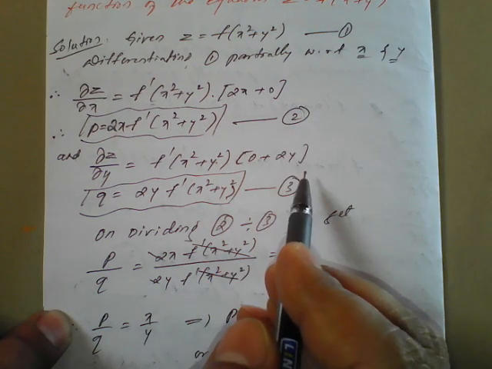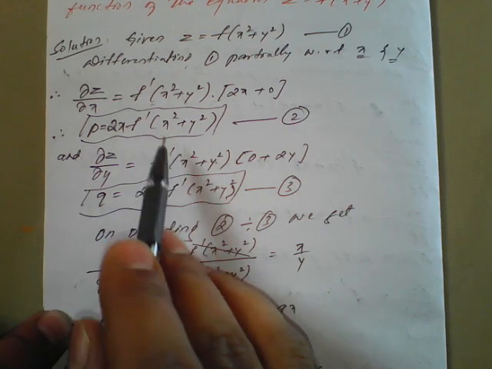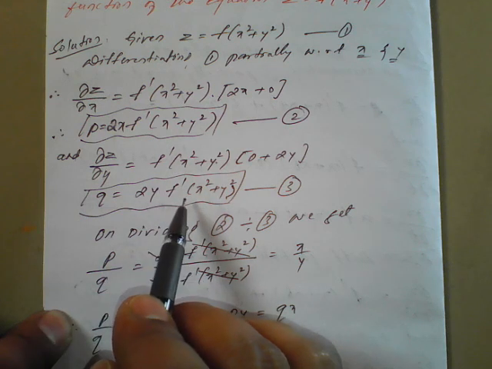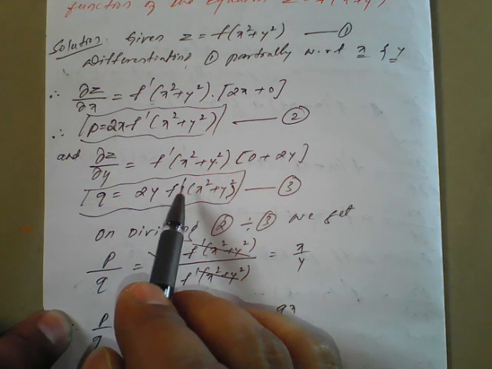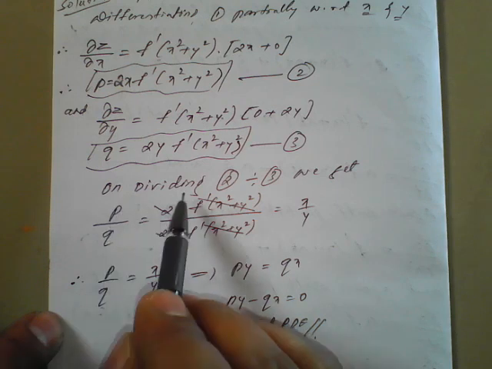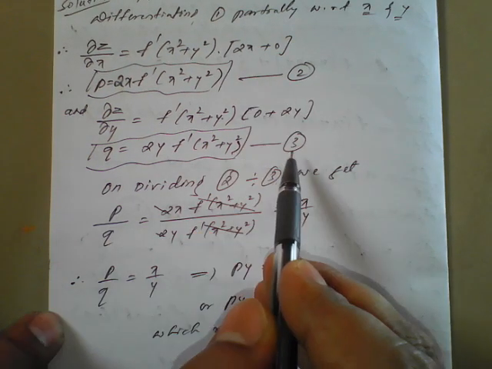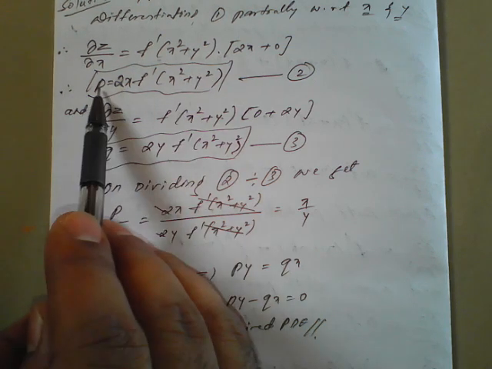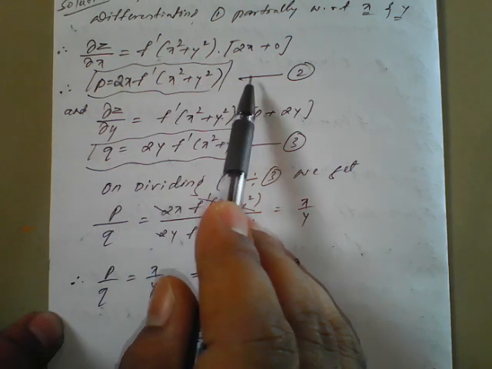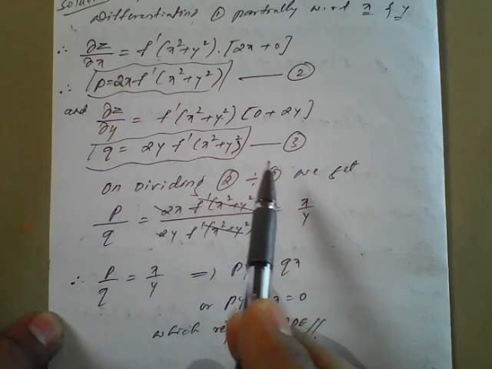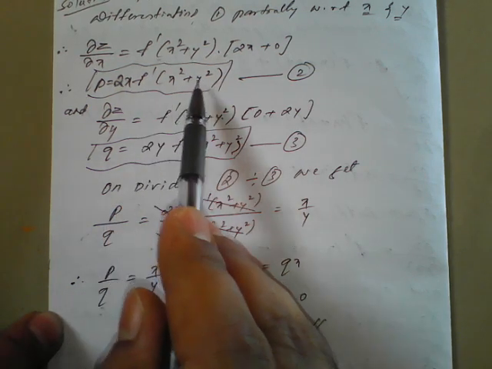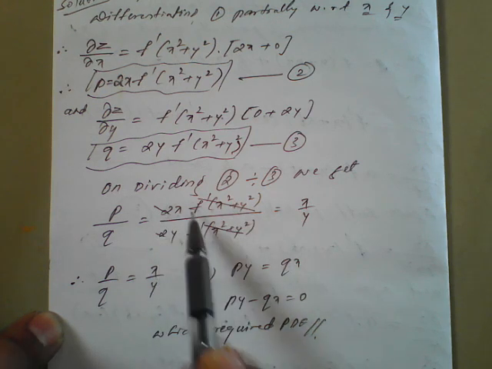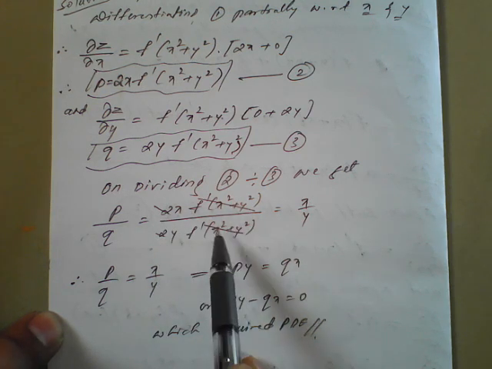So from 2 and 3, how do we eliminate? You just see how many terms are there on the right hand side in both. If it is only one term, and it is easily possible to cancel, then we go directly. So on dividing equation 2 by equation 3, the left hand side is p divided by q, and the right hand side is 2x f dash of x square plus y square divided by 2y f dash of x square plus y square. So cancel the 2, cancel the f dash. So we have eliminated the function f here.